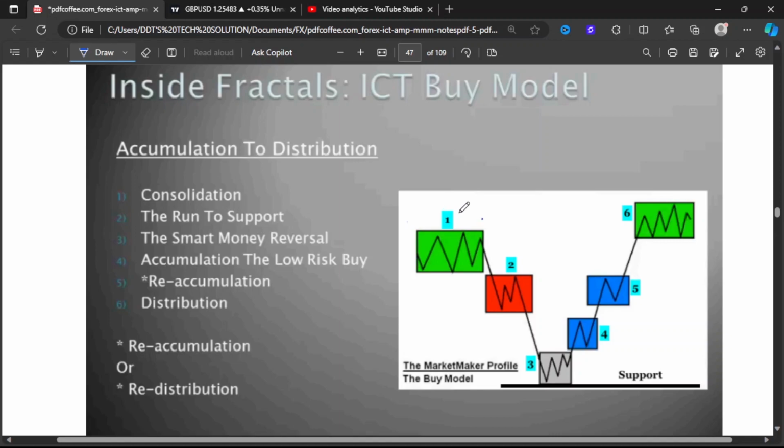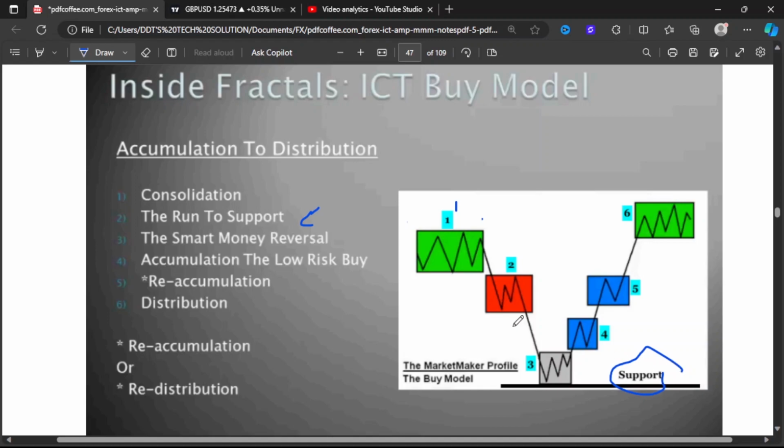So the number one on this diagram here is the consolidation phase, where you can see that in the beginning of the week, mostly on Monday, Tuesday, price consolidates, and then we move to the run to support. So this run to support, this is our support zone.